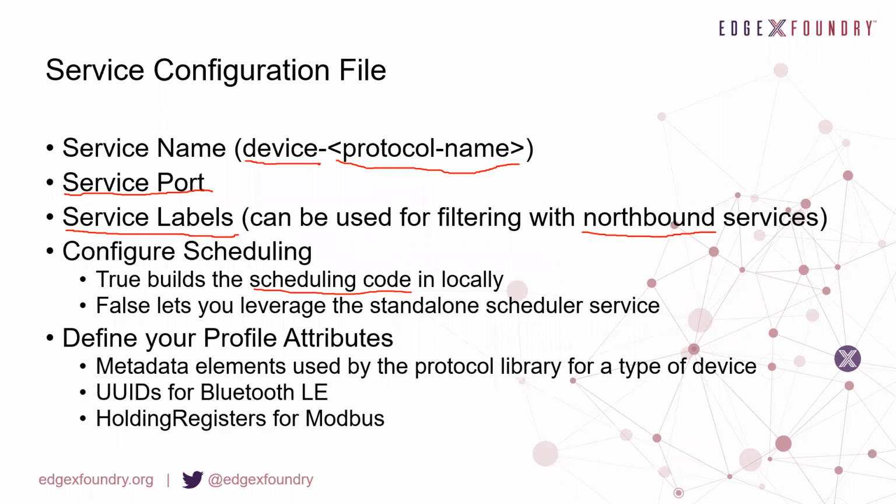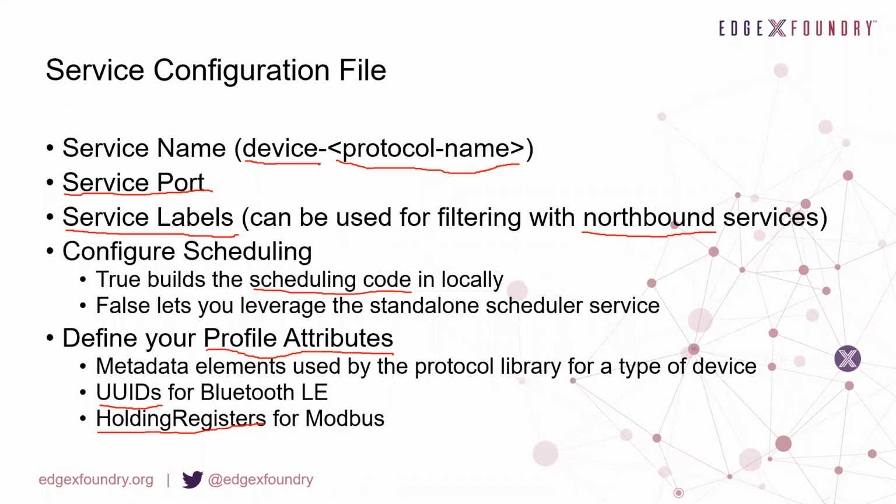And then the most important part about the service configuration file is you're going to define something we call the profile attributes. And so what these are is the metadata elements that are used by the protocol library that you're building your device service on top of in order to talk a particular protocol. So this is where you're going to put in, I need UUIDs for something like Bluetooth LE. You're going to drop in something like holding registers for Modbus. You might have instances and types for SNMP, this is all your protocol-specific goodness.